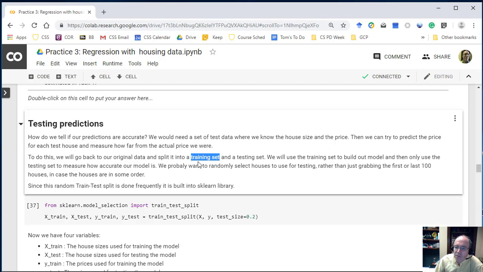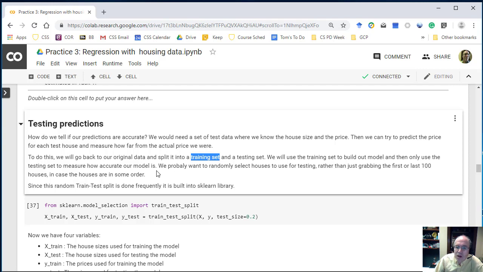And then once we have our model set, we'll run the testing data through it and see how accurately it predicts. Because in the testing set, we know the square foot and we know the price, so we can measure how accurately it predicts the price. What we always want to do is make sure that we never train, fit, or use the testing set to create our model. We only use data in our training set to fit the model.